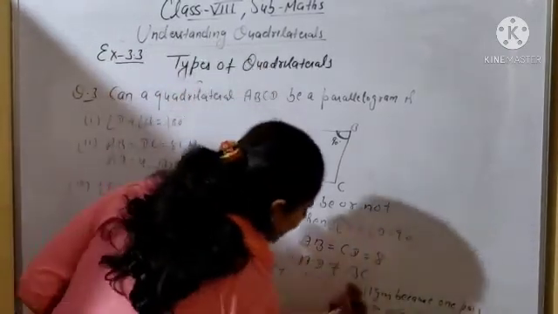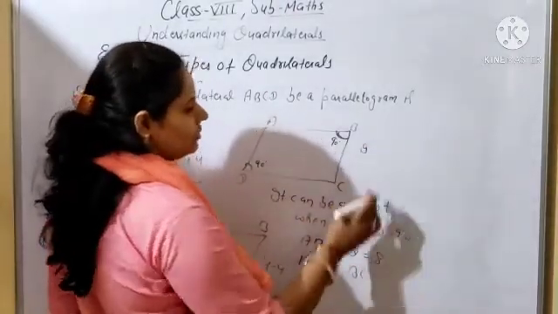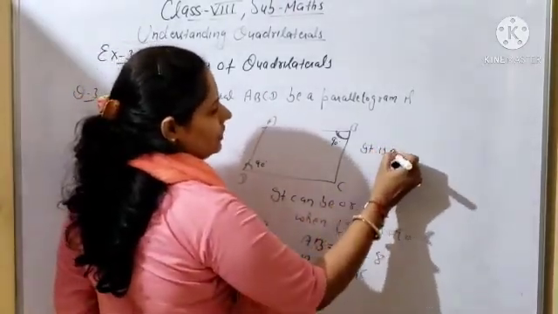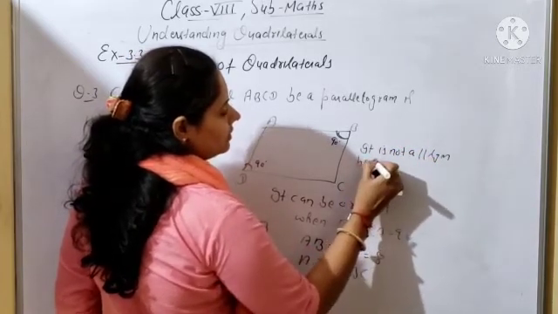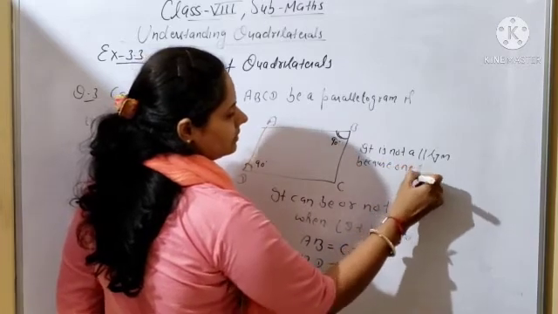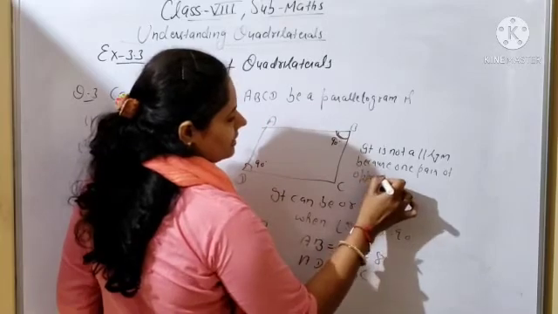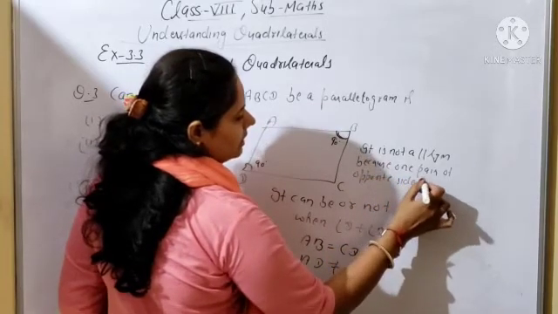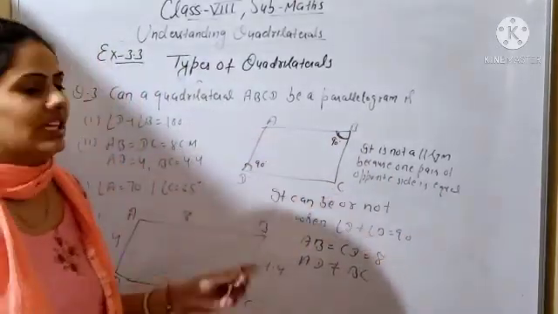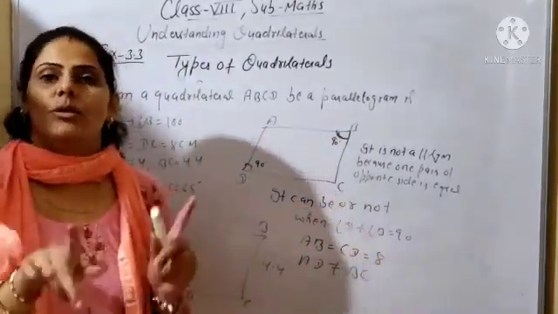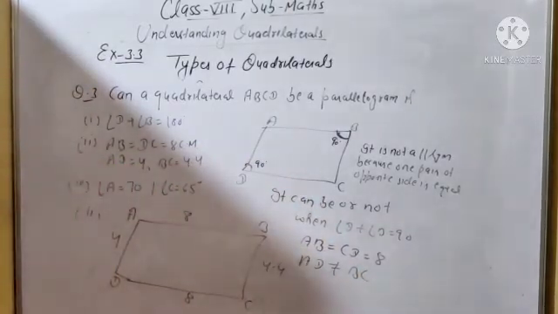Beta, you can write here also: if AD is not equal to BC, then it is not a parallelogram because only one pair of opposite sides is equal. In a parallelogram both pairs of opposite sides should be equal. Clear? Now next one, third part.